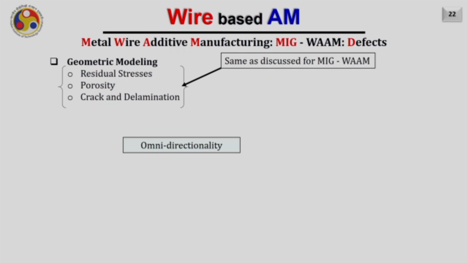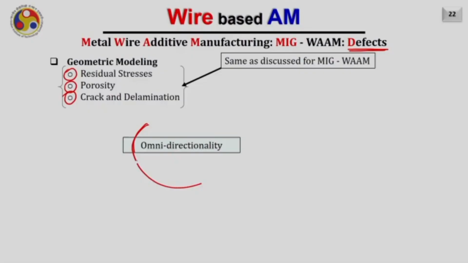Now let us discuss the defects in the TIG WAAM process. These defects, like the residual stresses, porosities, and crack or delamination, are very much similar to what we discussed in the case of MIG WAAM. Here in TIG WAAM also, similar types of defects usually occur, and the elimination methods for the same are very much similar to what we discussed in the case of MIG WAAM. However, a unique problem occurs in the case of TIG WAAM, that is called omnidirectionality.